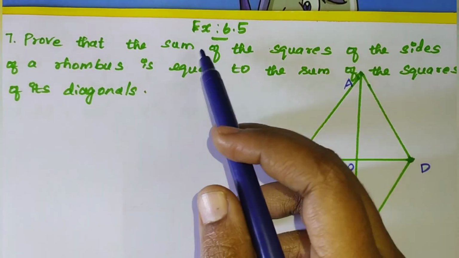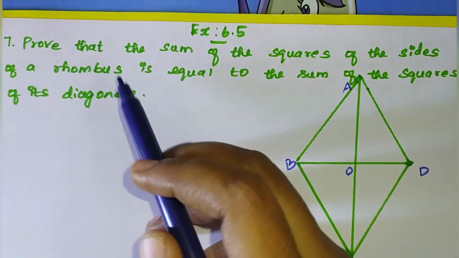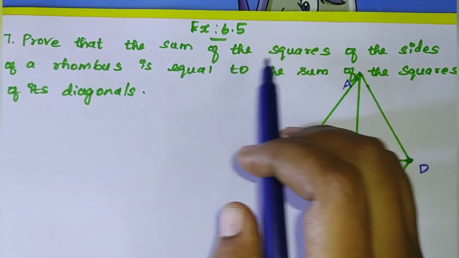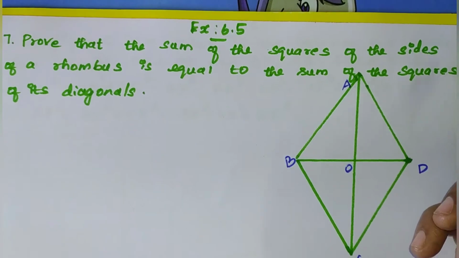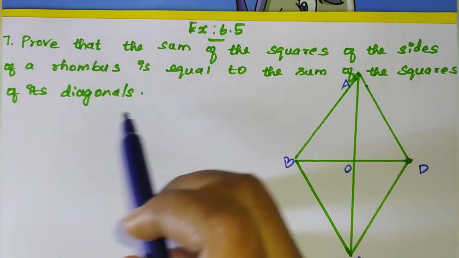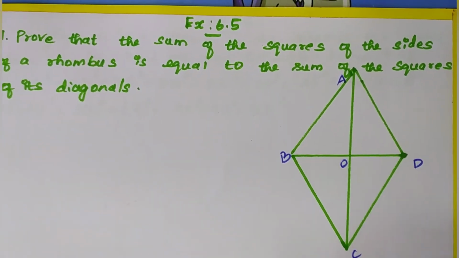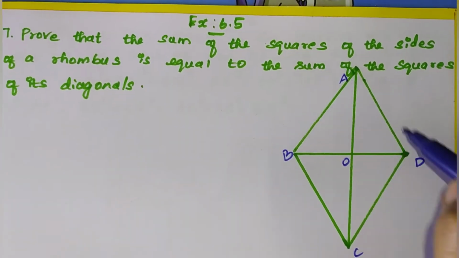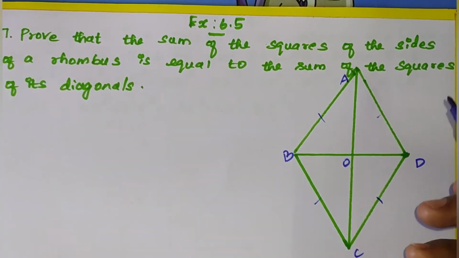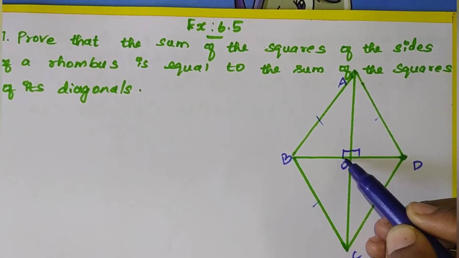Namaste students. In this video we are going to see exercise 6.5, 7th and 8th problem. First, the 7th problem. Prove that the sum of the squares of the sides of a rhombus is equal to the sum of the squares of its diagonals. So this is rhombus ABCD. Since this is a rhombus, all the sides are equal. And one more property we know is that the diagonals bisect each other.